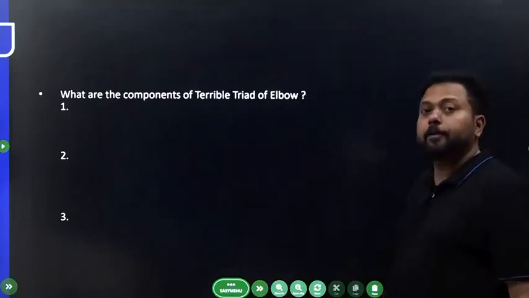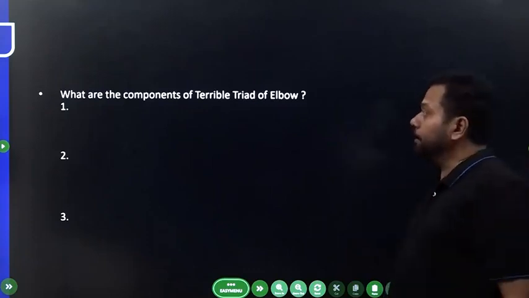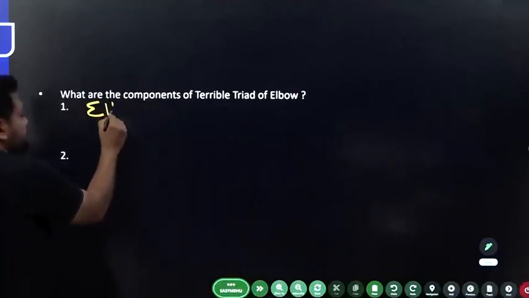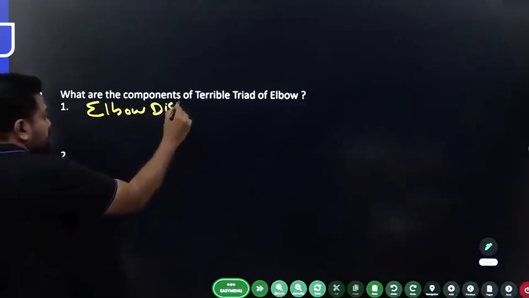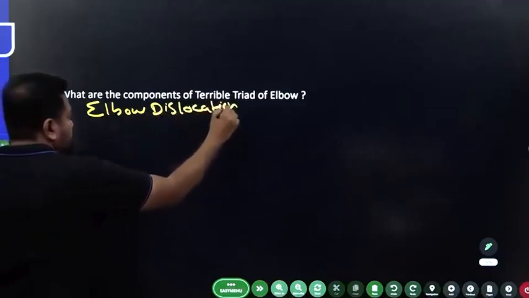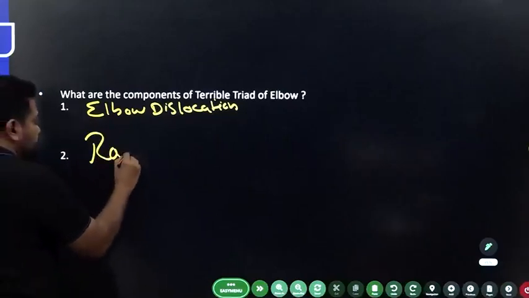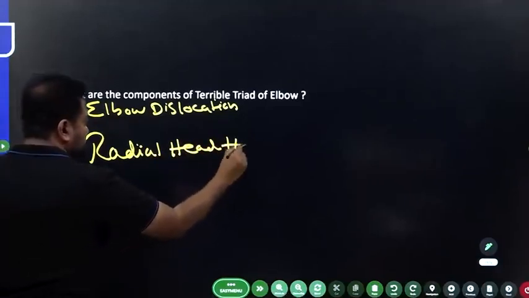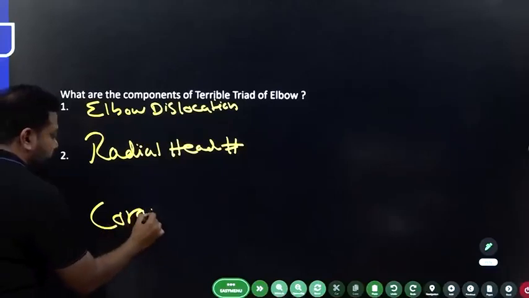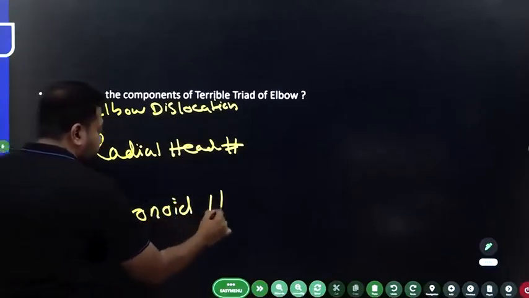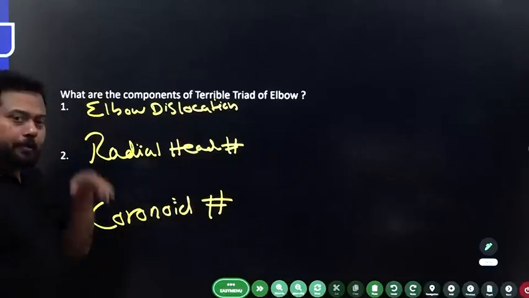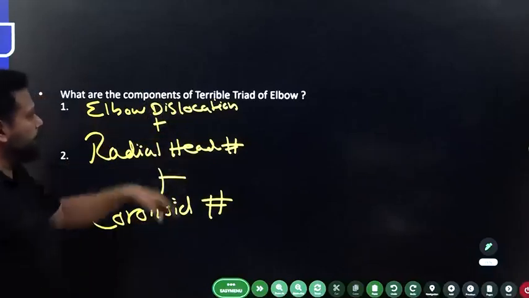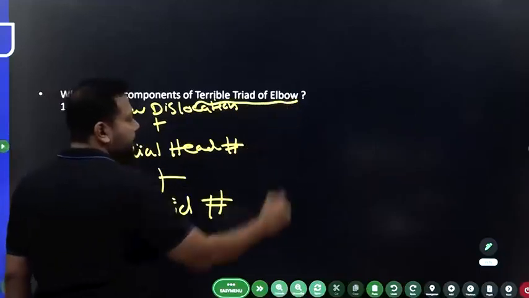What are the components of terrible triad? A terrible triad of shoulder we had seen. This is called terrible triad of elbow. What are the three components? Number one, elbow dislocation. Number two, radial head fracture. Number three, coronoid fracture. So in an individual, in the same elbow at the same time, elbow dislocation plus radial head fracture plus coronoid fracture happens. This is called unhappy triad or terrible triad of elbow.